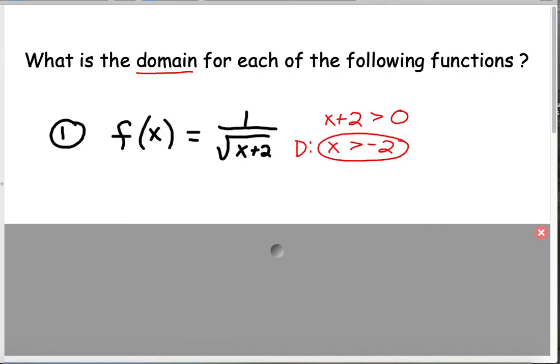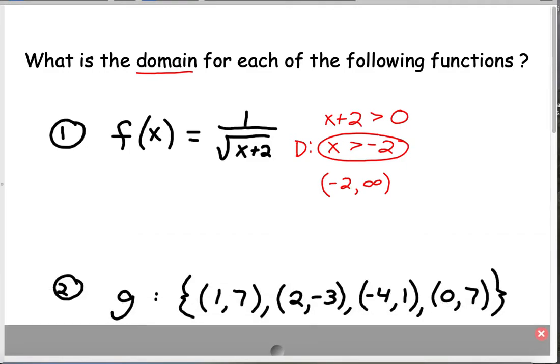If you want to represent this with interval notation, what you're going to do is write -2 comma infinity, and then a parenthesis and a parenthesis. If we wanted to include the -2, we would use a square bracket like that. You never use a bracket around infinity because that's not representing a specific number.